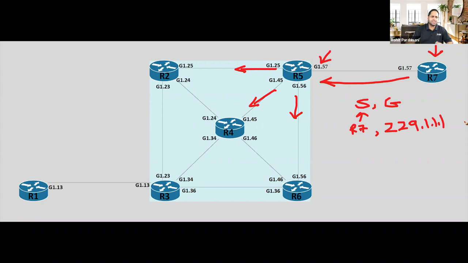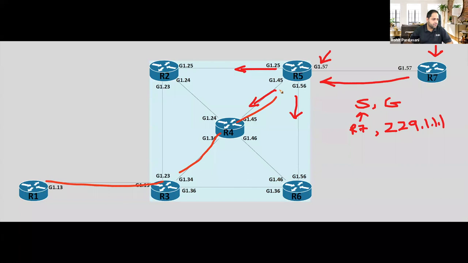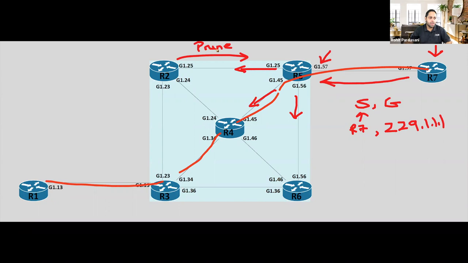Now let's assume that the best path as per IGP is the path between R1, R4, R5, and R7. That's the best path as per IGP. So when R5 forwards it to R2, R4, and R6, because the IGP's best path is this path, R2 would respond back with a prune message, saying, I don't have a client, don't send me the multicast stream, which means the multicast stream going towards R2 will stop. R6 will send back a prune message too: I don't have a client attached to me. So this multicast stream stops here. R4 does not send a prune message, because he has somebody downstream, R3, who's requesting multicast. So the multicast stream will go towards R4.